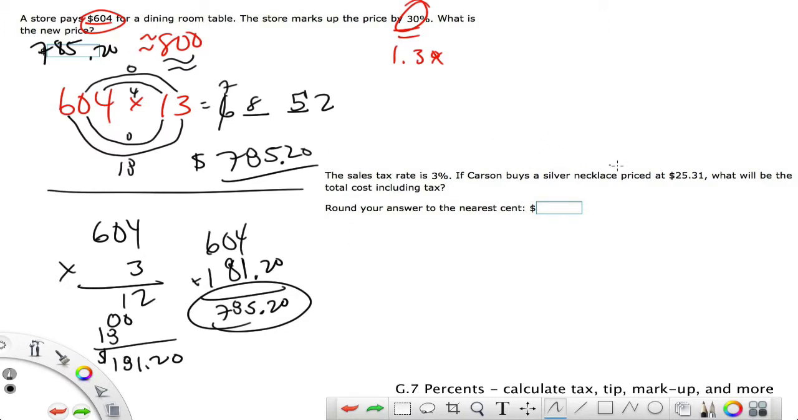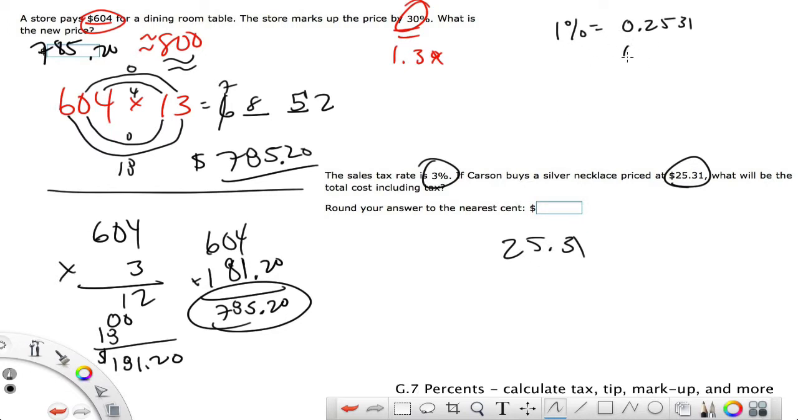So in this one, it's $25.31 and the tax of 3%. So what is the total cost including tax? In this case, you take $25.31. Now here's the little trick I would use. So I know that 1% is 0.2531 because I just moved the decimal 2 places over.